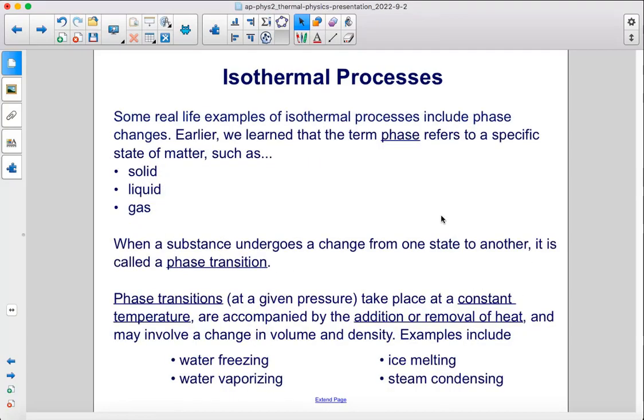Some real-life examples of isothermal processes include phase changes. Earlier, we learned that the term phase refers to a specific state of matter, such as solid, liquid, or gas. When a substance undergoes a change from one state to another, it is called a phase transition. Phase transitions at a given pressure take place at a constant temperature, are accompanied by the addition or removal of heat, and may involve a change in volume and density. Examples include water freezing, water vaporizing, ice melting, and steam condensing.